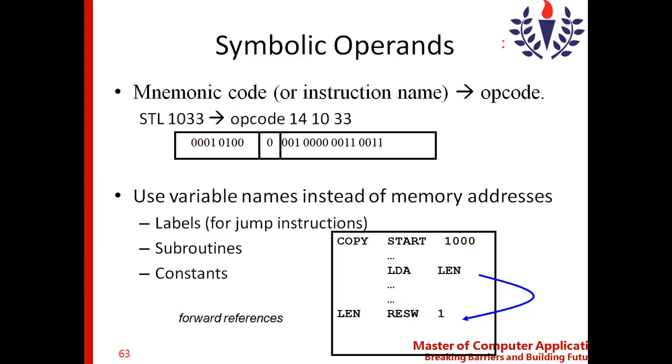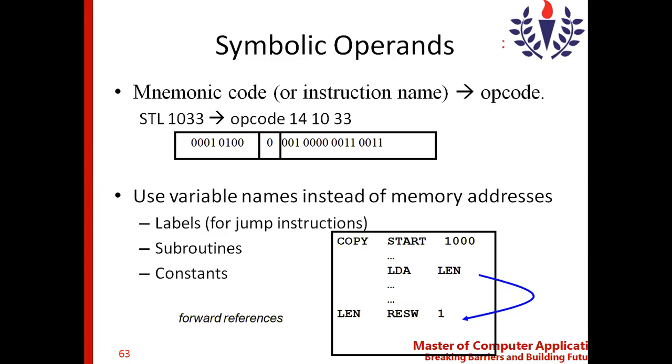Then again 1033. How is it represented? 1033: that is 0001. For 0, it will be 4 zeros. For 3, it will become 0011. Again for 3, it will become 0011. So this is how we can accommodate the instructions into the instruction format.